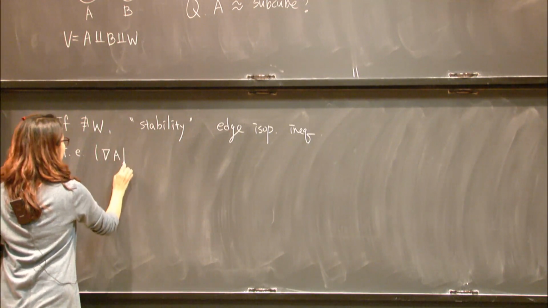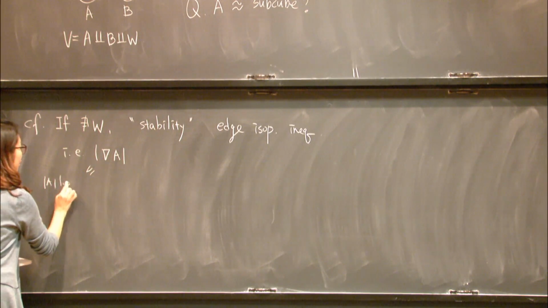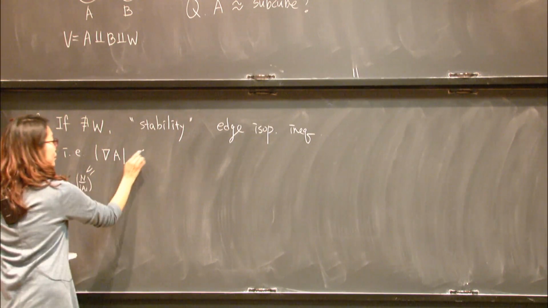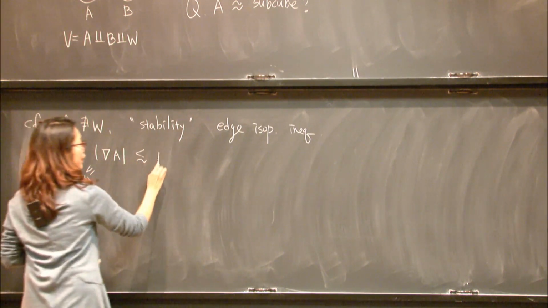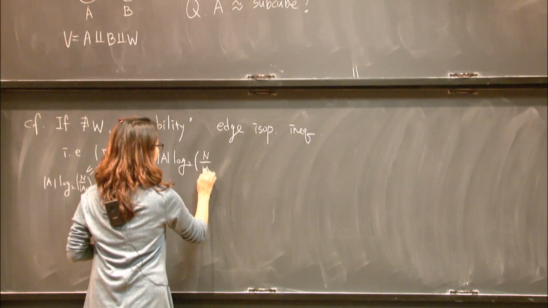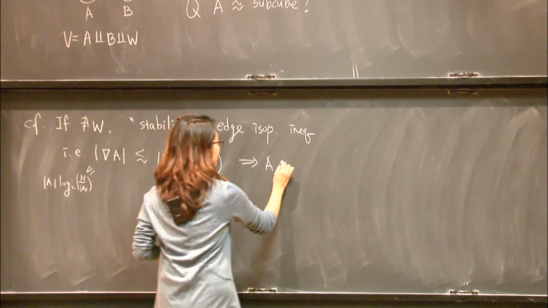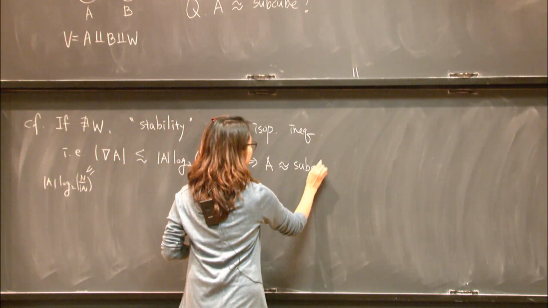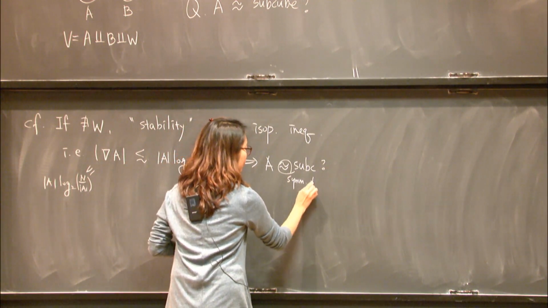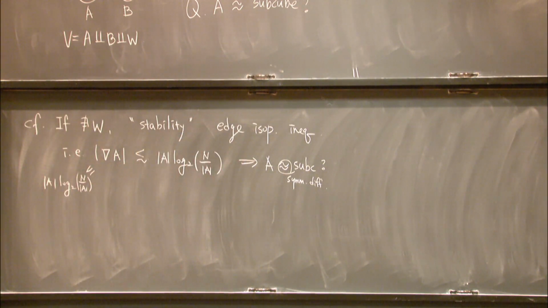If nabla of A, we know that this is at least A times log base 2 of n over A, right? Then if this is close to this minimum, A times log base 2 of n over A, does this mean that A is close to a subcube? Here close is defined by the symmetric difference. Does this question make sense?